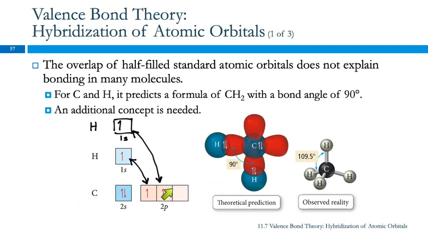So this idea predicts that we would have 90-degree angles between these bonds, and that the formula would be CH2, because there aren't any more half-filled orbitals for carbon to bond with anything, right? So just doing it this way, we say, well, it's CH2 and the bond angle is 90 degrees. And then we're wrong, because it's actually CH4 and it's a tetrahedron. So again, something's missing here.